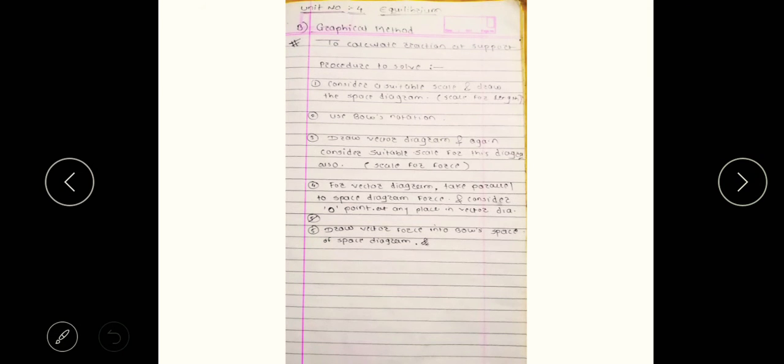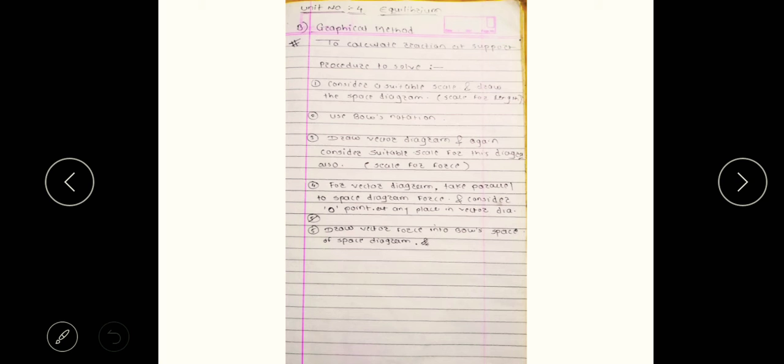Hello friends, today we will see the new topic of the chapter, unit number 4, equilibrium. Already we have seen how to find the support reactions by the analytical method. Today we will see the second method, the graphical method, and that method is so important because most of the time the MSBTE is giving the numerical on this topic.